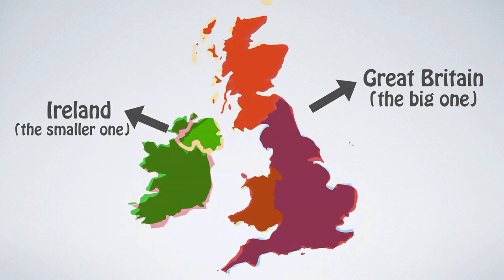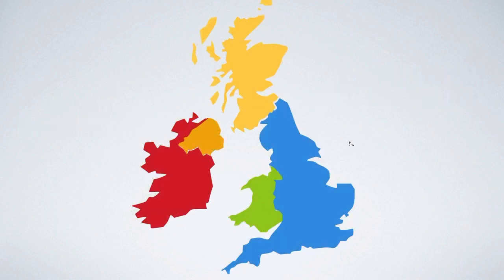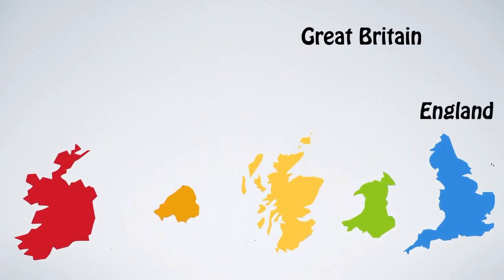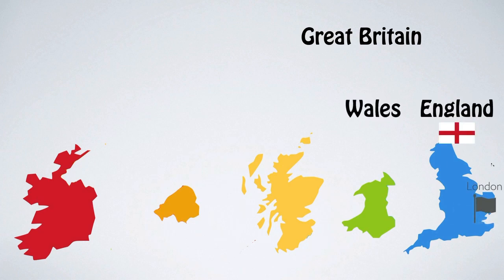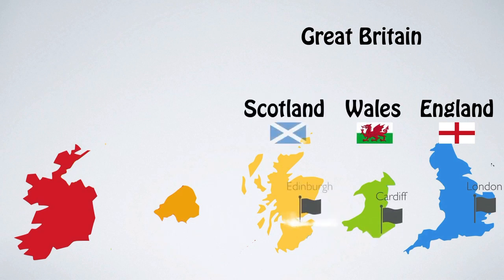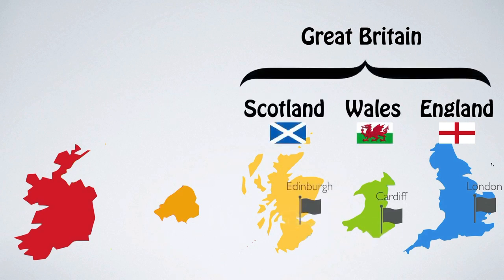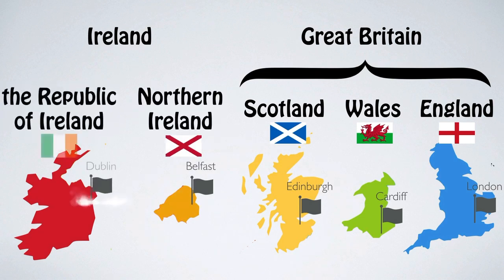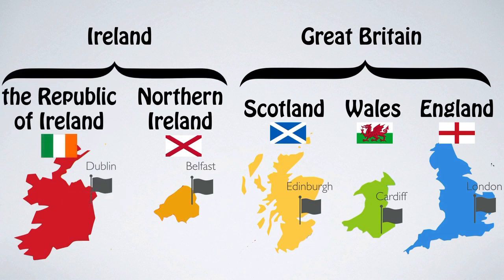On these 2 islands there are 5 different regions, all with their own very specific history and culture. In Great Britain you have England with its capital London, Wales with its capital Cardiff, and Scotland with its capital Edinburgh. In Ireland, you have Northern Ireland in the north, with its capital Belfast, and the largest part, the Republic of Ireland, with its capital Dublin.